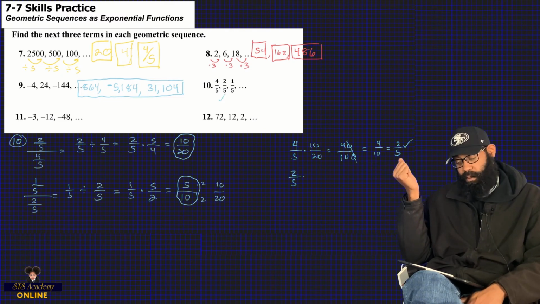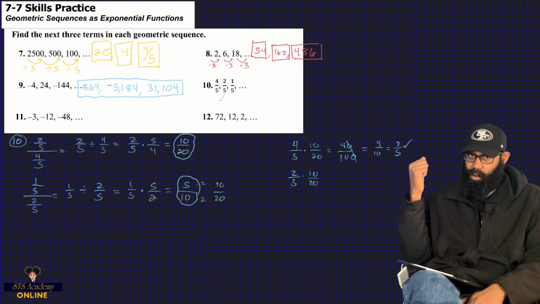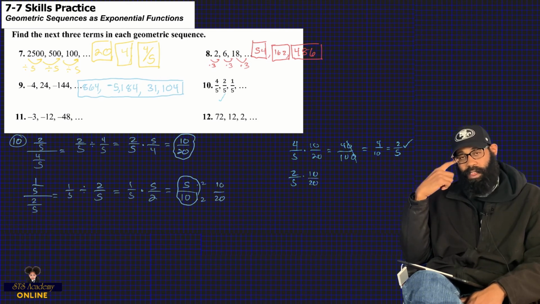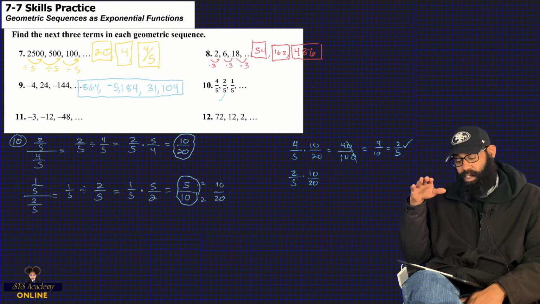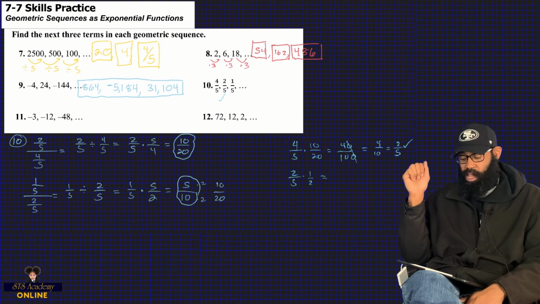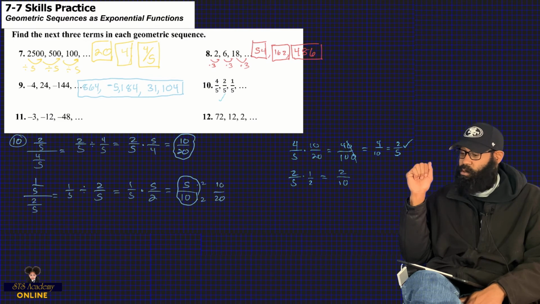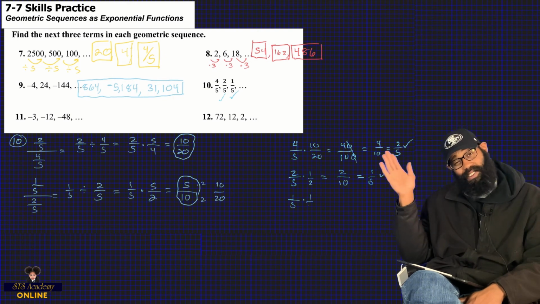Now 2/5 times 10/20. And don't say nothing. I know it could be 1/2, but it's keeping things 1, 2, 3, ABC. Oh, I guess not, 1/2. So top times top gives you 2, bottom times bottom is gonna give you 10. But 2/10 is the same as 1/5. So check. Well, now I can keep going, do that same thing.